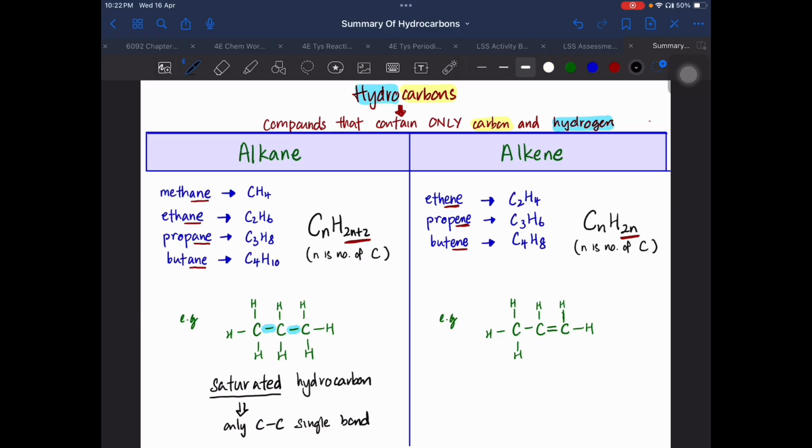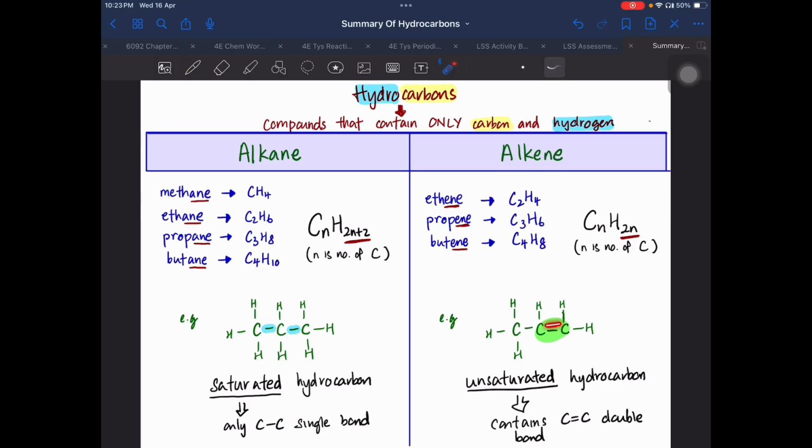On the right hand side, when you look at your alkenes, you will realize that the alkene looks a bit different because of this structure that you see over here. And this is why we call our alkenes unsaturated hydrocarbons. When we say unsaturated, what we mean is that it contains a CC double bond. What you're looking at over here, these lines are not just normal lines or dashes or equal signs. These are actually your covalent bonds.